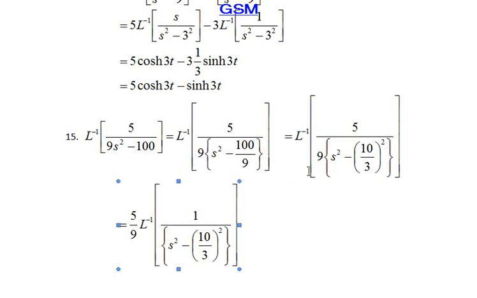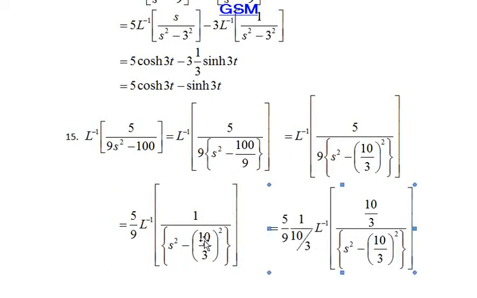The next step: L inverse of 5 by, here 100 by 9 is there, so we can write 10 by 3 whole square. The next step, take out the 5 by 9, remaining L inverse of 1 by s square minus (10 by 3) square.